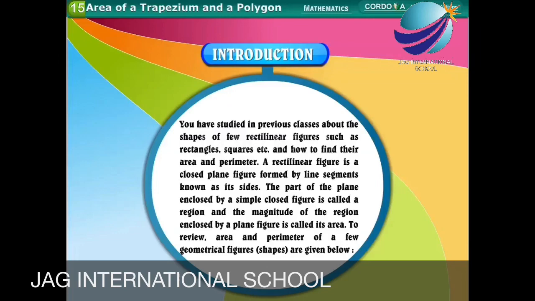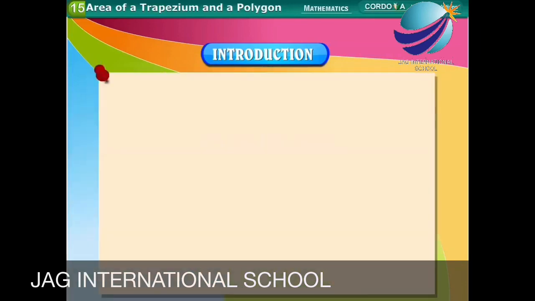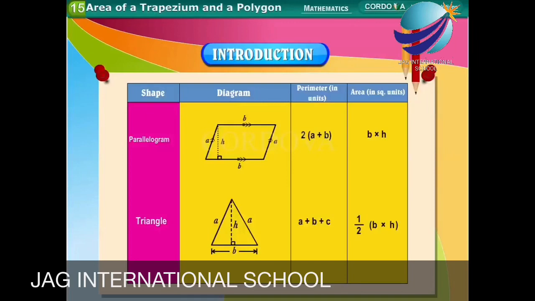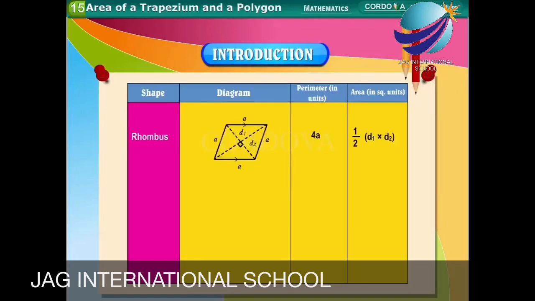To review, area and perimeter of a few geometrical figures, shapes, are given below. Shape, diagram, perimeter in units, area in square units. Rectangle, 2 (L plus B), L into B. Square, 4A, A into A is equal to A square. Parallelogram, 2 (A plus B), B into H. Triangle, A plus B plus C, half, B into H. Rhombus, 4A, half, D1 into D2.